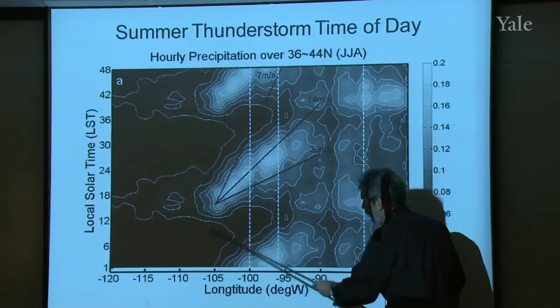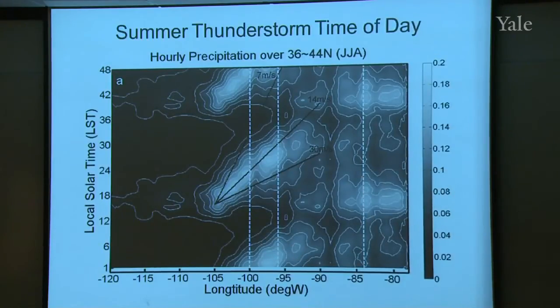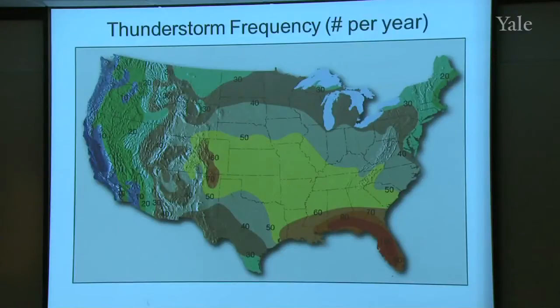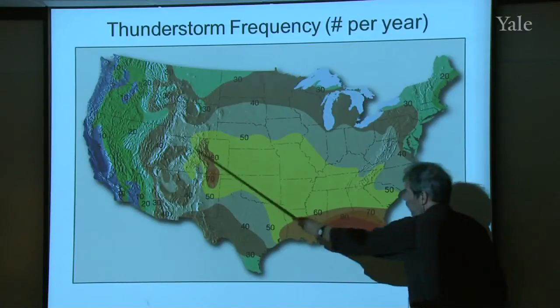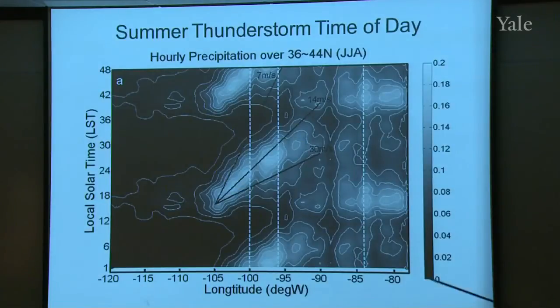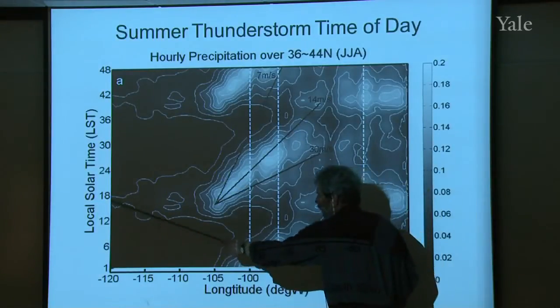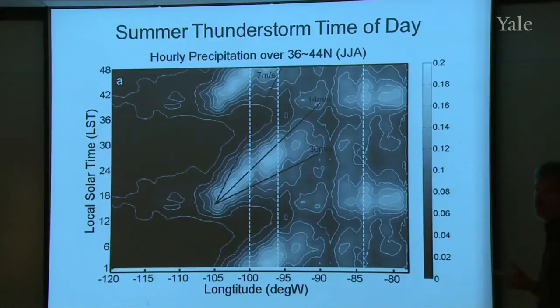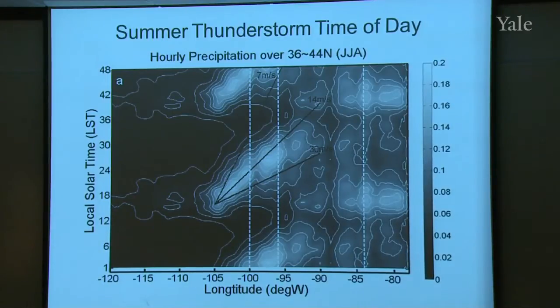So this is the Rocky Mountain front. This is where a lot of thunderstorms form. It's over in here. And those storms tend to form between 1200 and 1800. So that's in the afternoon, local solar time. Now, that's not a surprise, right?